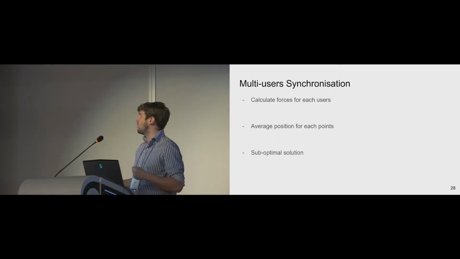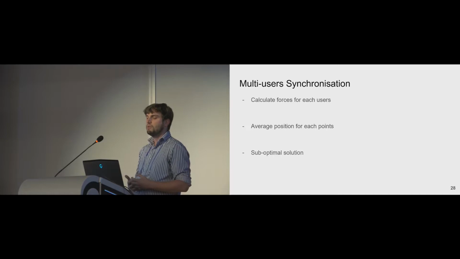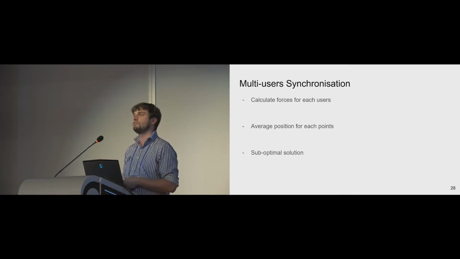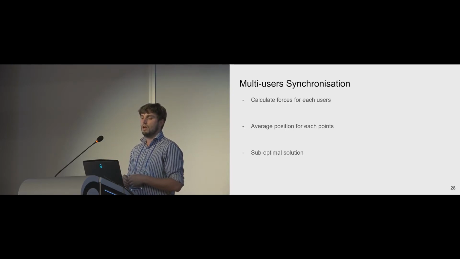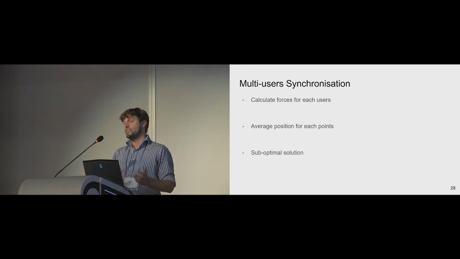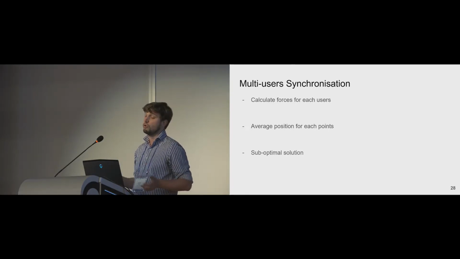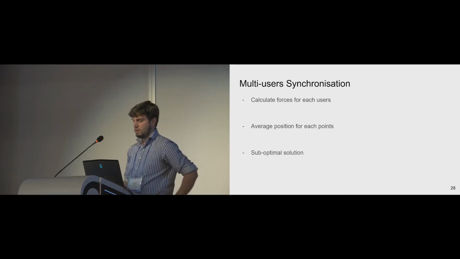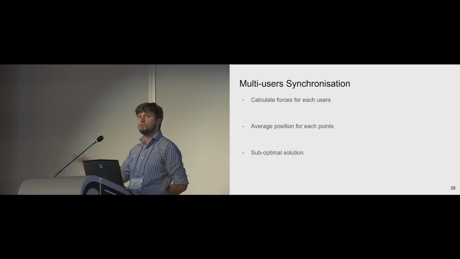Finally, a second challenge was how to coordinate this optimization across several users. Our solution is to first calculate all the forces for each user, and then to take the average position for each point. Of course, this leads to a suboptimal solution, so the solution is not optimized for any user. In our future work, we will try to investigate a bit more how we could have a better optimized solution.